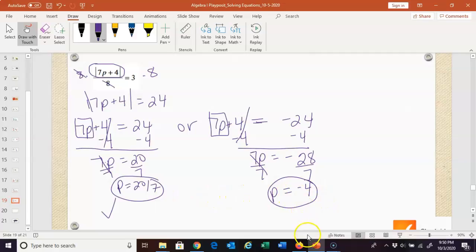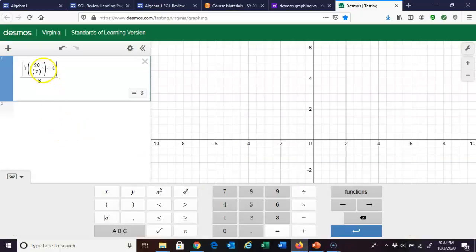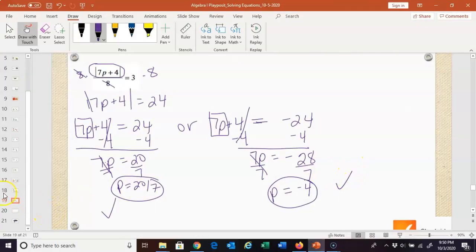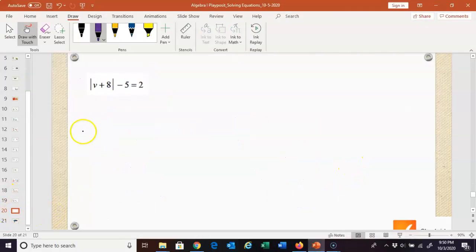So let's try negative 4. I'm just going to come up here, and instead of the fraction, I'll delete that and put in negative 4. Ta-da! You get a negative 3. So this one checks out as well. Let's try our last one.